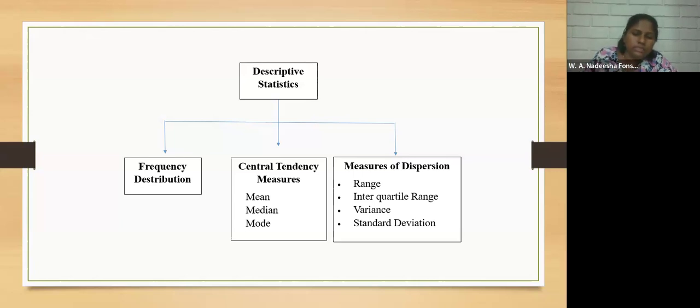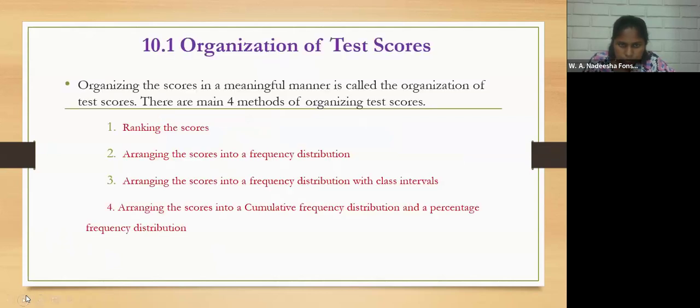Then in the next session, we are going to discuss central tendency measures and measures of dispersion. Under central tendency measures, we will discuss mean, median, mode. Under measures of dispersion, range, interquartile range, variance, and standard deviation. So that will be the next session.